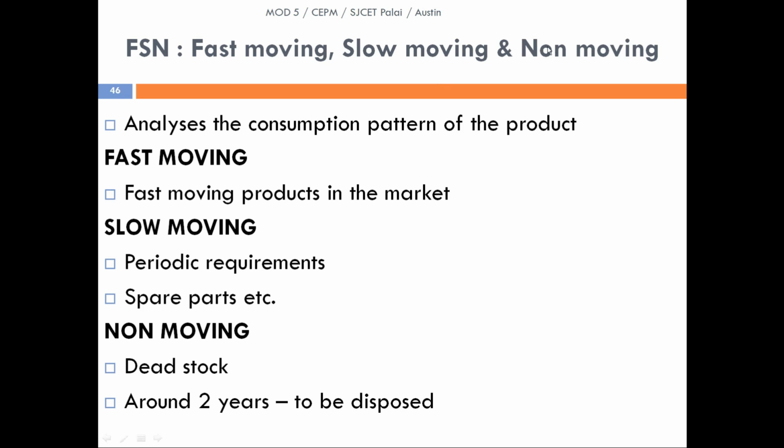Next one is FSN: fast moving, slow moving, and non-moving method. This analyzes the consumption pattern of materials. Fast moving products come to the market, they are of high demand for the customers, so they move very fast out of the market and have to be refilled faster. Next one is slow moving, periodic requirements, which means spare parts which require periodic changes. Non-moving means dead stock, around 2 years, which remains in the warehouse for a long period of time. So that is another inventory control. We can classify the materials based upon fast moving, slow moving, and non-moving also.